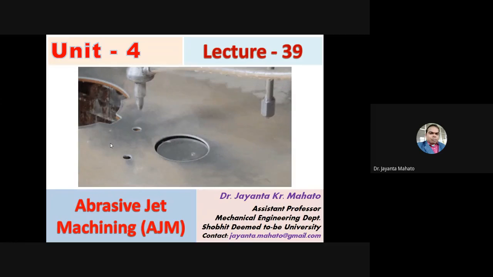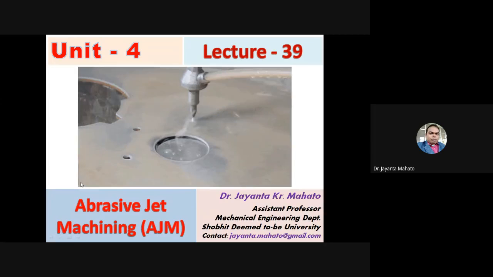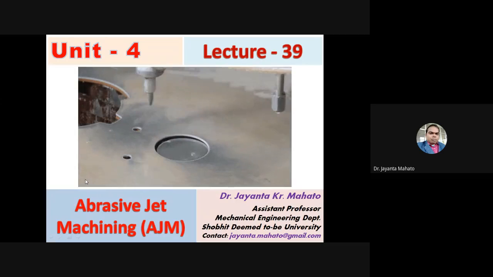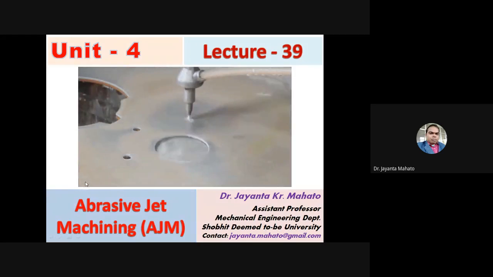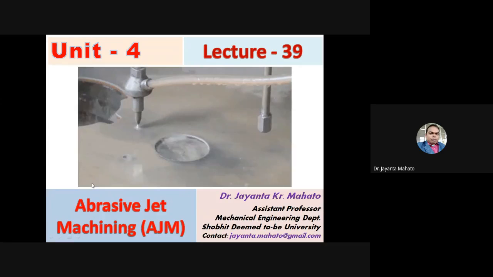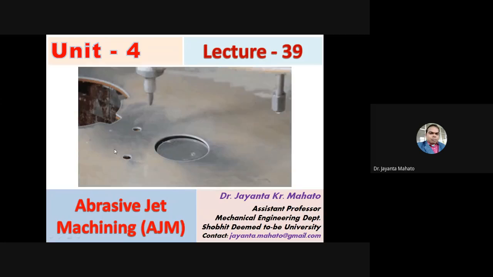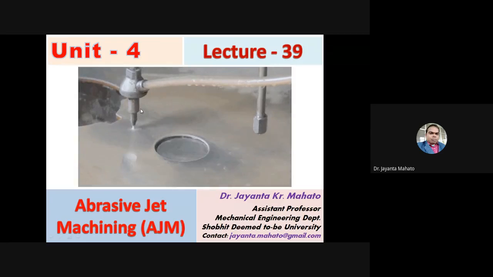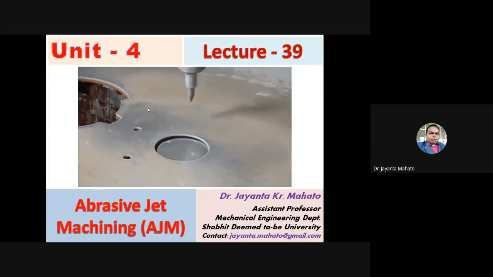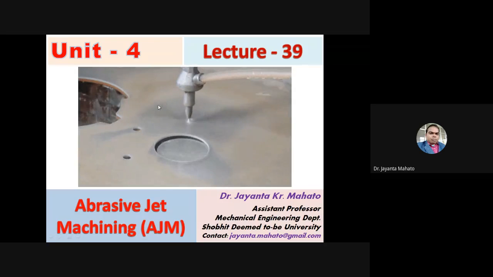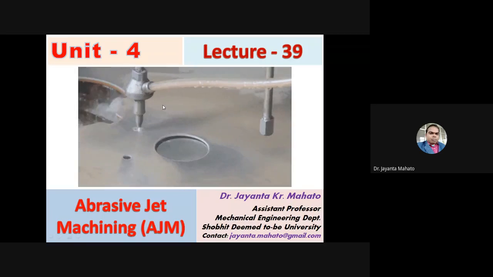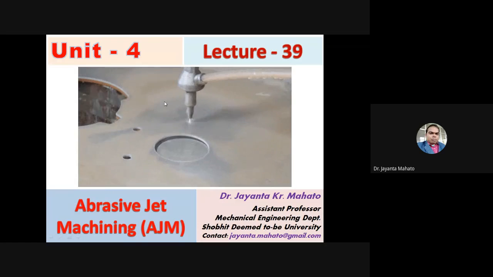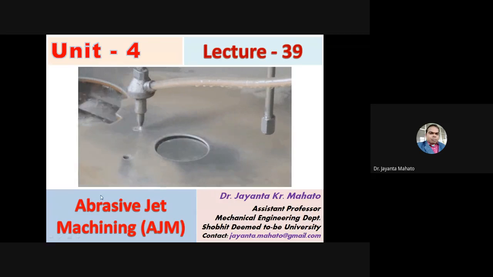So abrasive jet machining is one of the non-traditional machining processes. There are different non-traditional machining processes like water jet machining, abrasive water jet machining, laser beam machining, electron beam machining, EDM (electro discharge machining), and electrochemical machining. All these are non-conventional machining processes. In these processes, there is no need for direct contact between tool and workpiece. There is another medium, and by this medium the material is removed from the workpiece. Like in this case, abrasive jet machining.